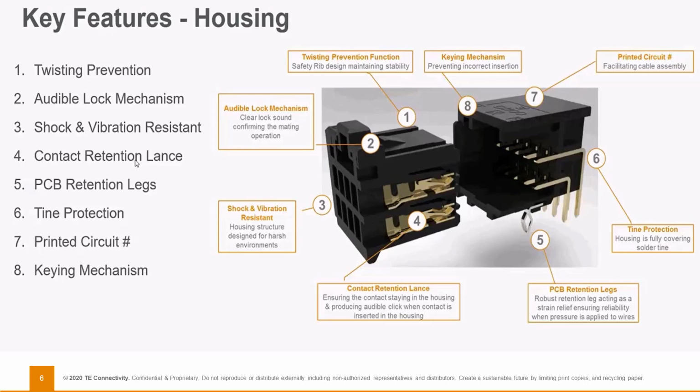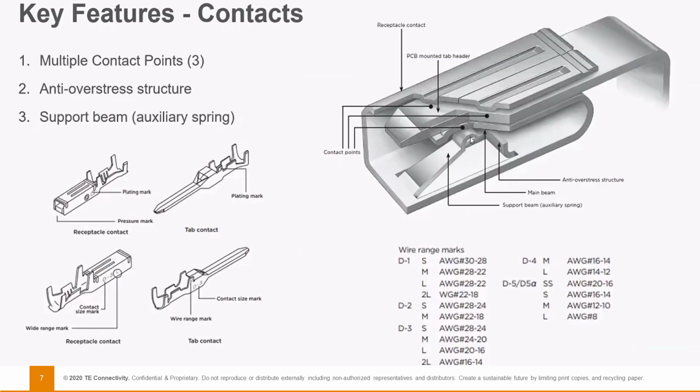Let's explore the purpose and benefits of PCB retention legs. These legs play a crucial role in reducing strain on the wires. When pressure is applied to the PCB circuit, the retention legs act as a strain relief mechanism, ensuring the wires are not harmed during this process. Moving on from housing features, let's delve into the key features of contacts in the dynamic series. We've been discussing multiple contact points, including the insulation barrel and where the wire is crimped, analogous to the strain relief provided by the insulation support.